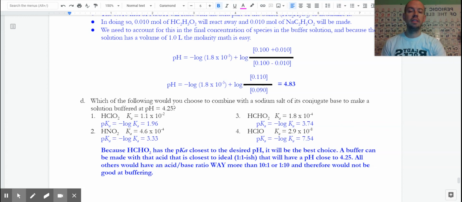We don't want these others, because I'd have to have way more base than acid, or way more acid than base, or even here, that's kind of in the ballpark. The ratio of acid to base would have to be further off, and therefore wouldn't be as good at buffering things. So pH should be close to the pKa. Remember, you've got to have your acid, you've got to have its conjugate base, and we want to explain that those would be the closest to the 1-to-1 ratio.